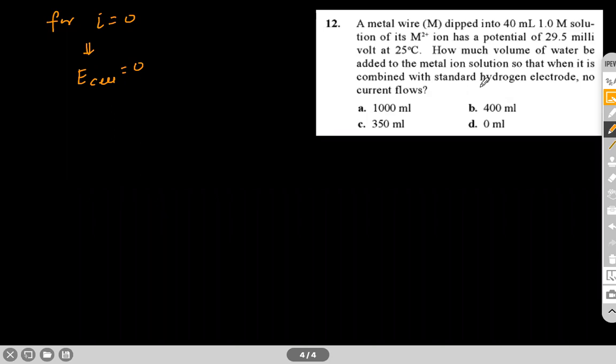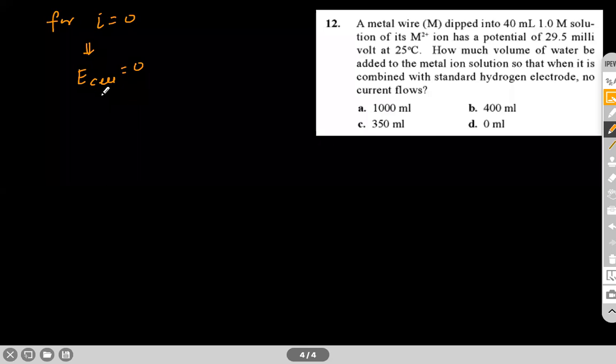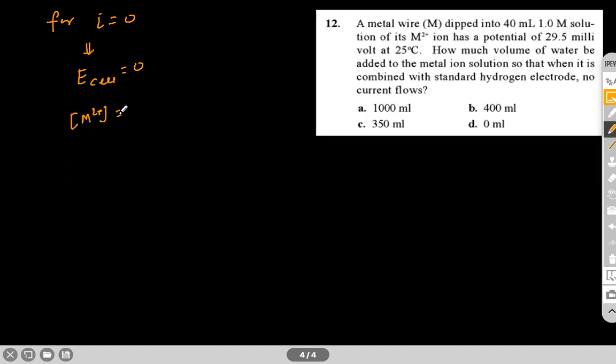So if we have to reduce this M to M2 plus, the reduction is given. So we have to make this E cell as 0, right? So concentration of M2 plus, it is given in the question, is 40 ml solution, we have 1 molar.